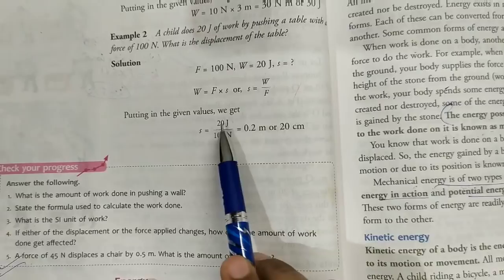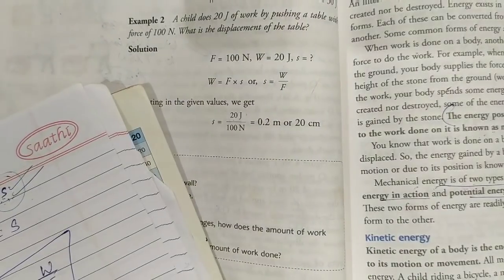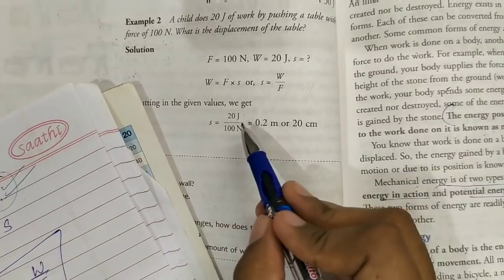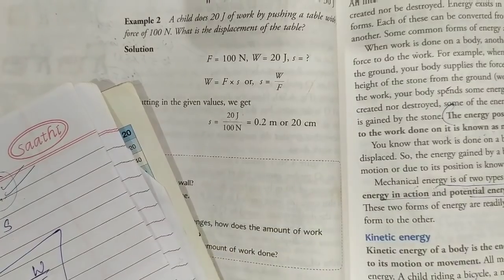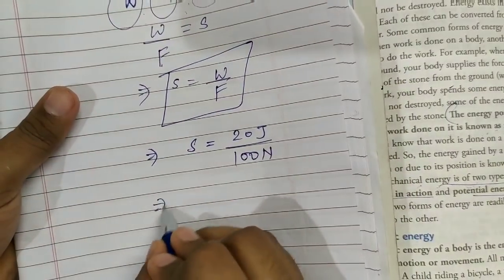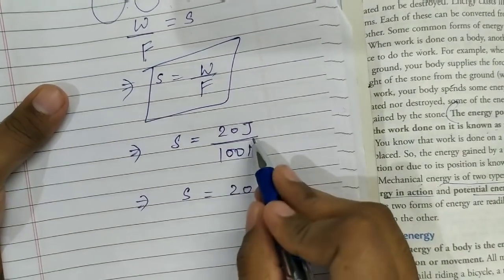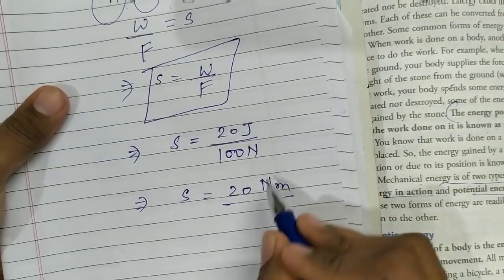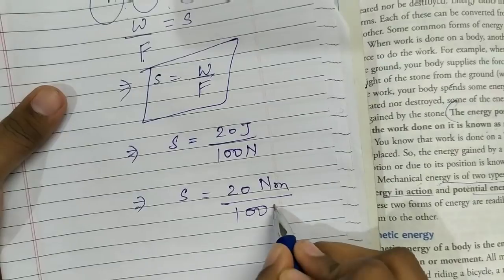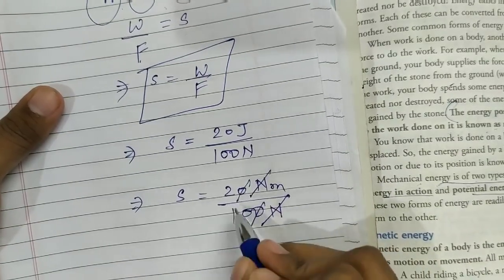One more thing here: 20 joule is given. What was the value of work done? Work done is equal to 20 joule, and force applied is 100 Newton. Now see how it is solved. You have to find the displacement, so S is equal to 20. Joule can be written as Newton meter also, as I have already taught you, upon 100 Newton. Now this Newton gets cancelled. 0, 0. How much?